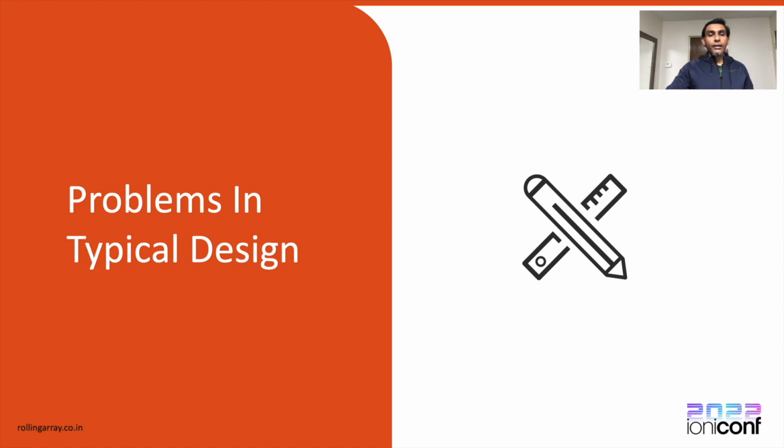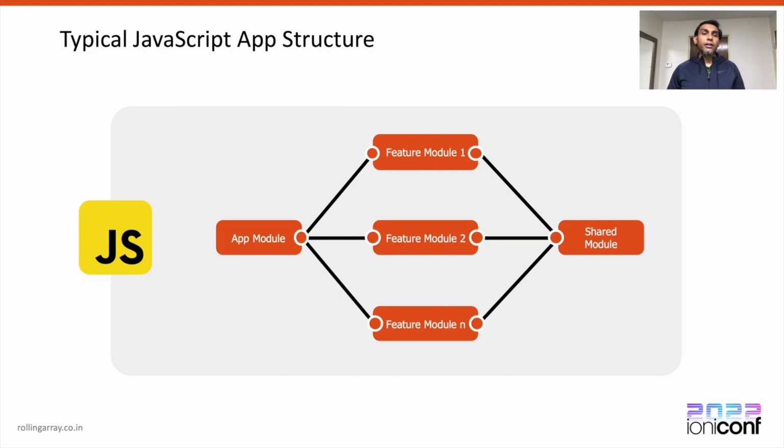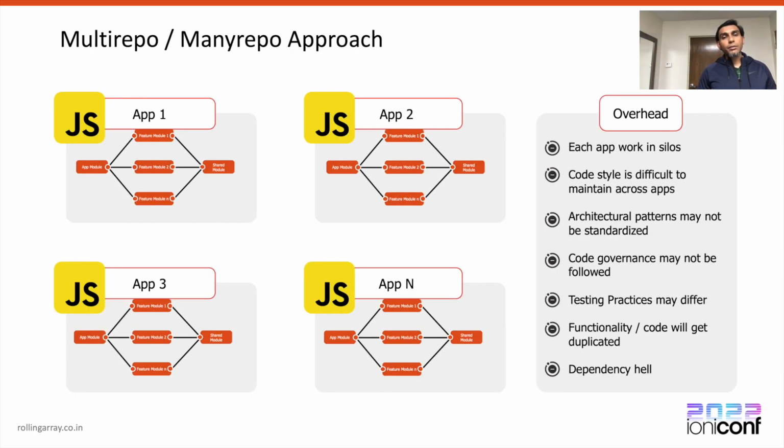Okay, so let's take a look at the typical challenges we get while designing an application. In a typical JavaScript based application, we have an application module, quite a few feature modules, and shared modules. And of course, we have our best practices implemented in this application. When we get multiple applications of a similar sort, we tend to copy our structure, and at the same time we copy a lot more code into multiple applications, which eventually needs to be maintained at different repository levels. With this approach, each application works in silos.